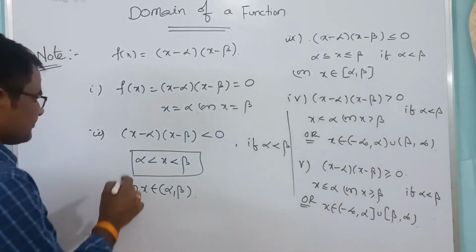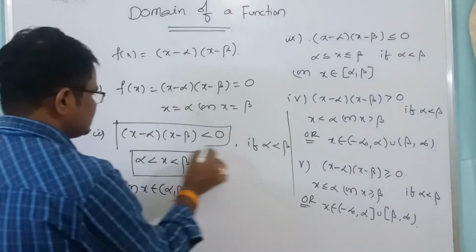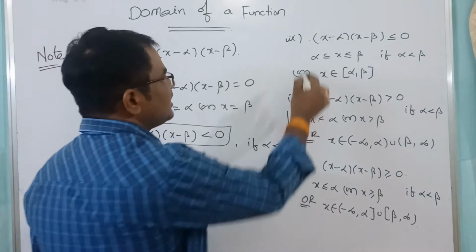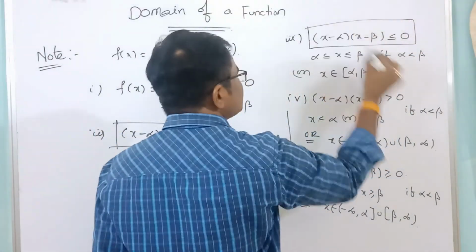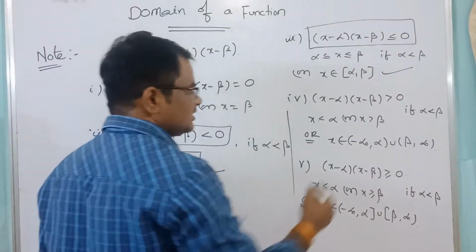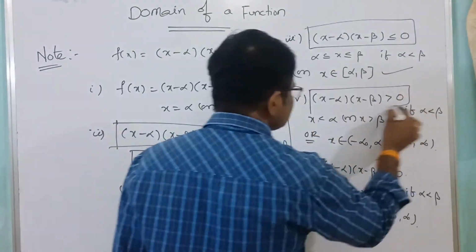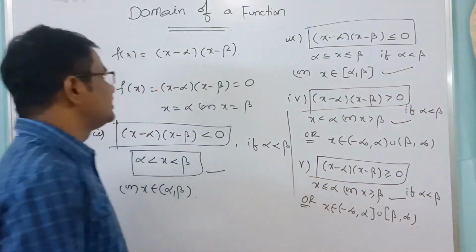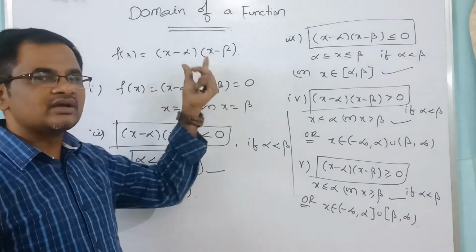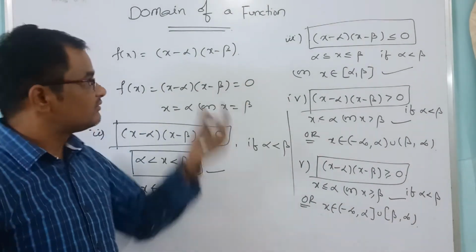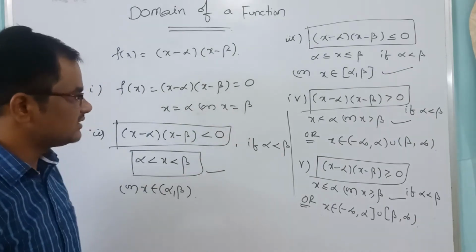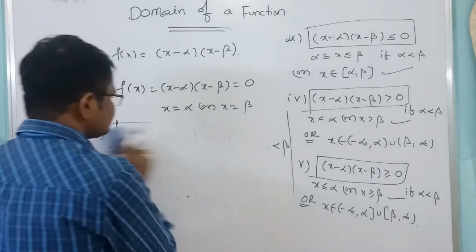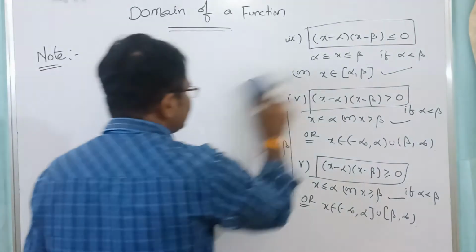So this is for what? Less than 0 condition, and this is for less than or equal to 0 condition, and this is for greater than 0 condition, and this is for greater than or equal to 0. So the given function is a product of two linear functions or factors, right? Next, this is note 1.